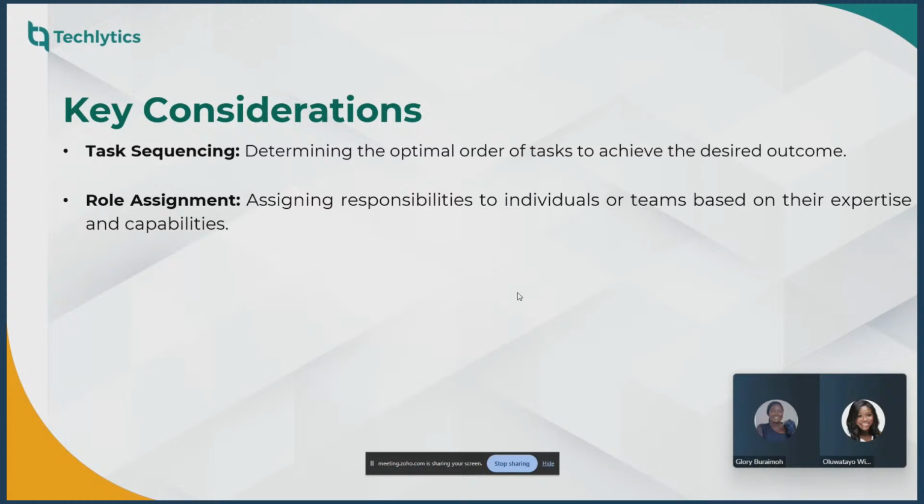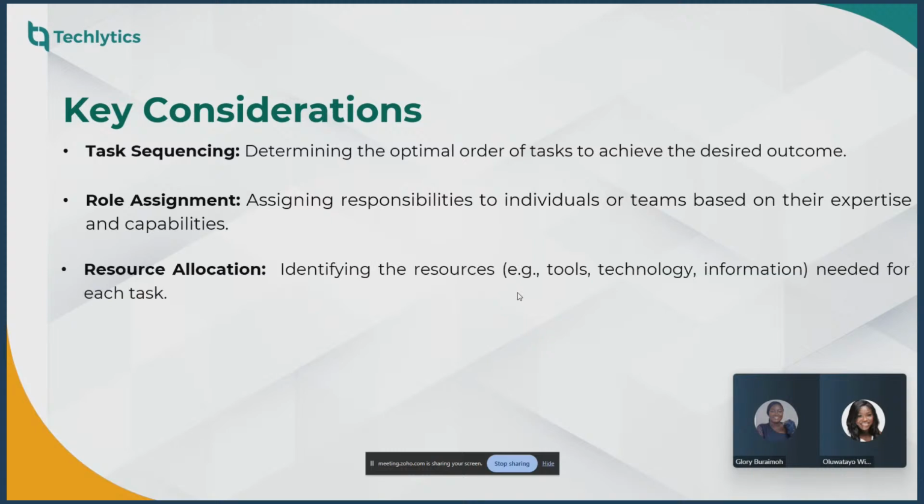Then the second consideration is role assignment. For every task within a process flow, there has to be an individual responsible for it. It could be a system. It may not necessarily be a human being or a physical resource. It could be an application or a software solution that is responsible for that task within the process. So for every activity within a process, you need to assign a responsibility to an individual, to a team, or to a system, based on the expertise and the capability of that particular individual or system or solution. So that's another key consideration when it comes to designing process flows and workflows.